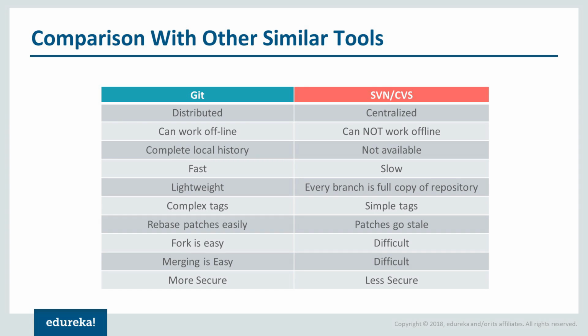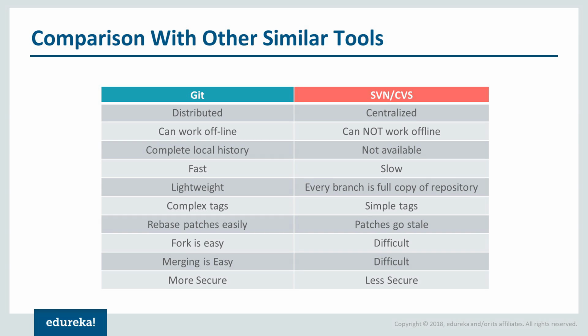The difference is simple: distributed means that we have a local repository of the changes. Centralized means we have only one repository. Git can work offline since we have a local repository, and SVN cannot. We have a complete local history because every time we clone, we get all the metadata along with it, while this is not the case with SVN. Git is fast because we are not doing network operations every now and then, and SVN is slow.